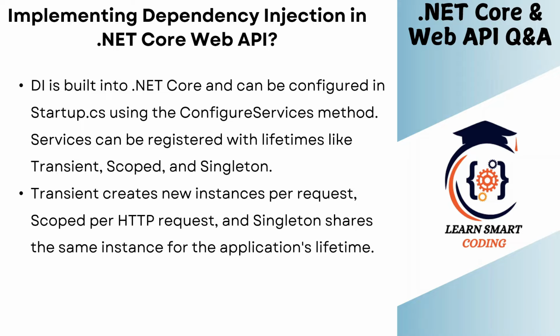If they ask you, then the answer is services can be registered with 3 types of lifetime: transient, scoped, and singleton. Transient creates a new instance every single time your constructor or anywhere else asks for an instance. Scoped is per HTTP request, and singleton shares the same instance for the application lifetime. Okay, this is very important. So there is one question and a follow-up question in this concept.